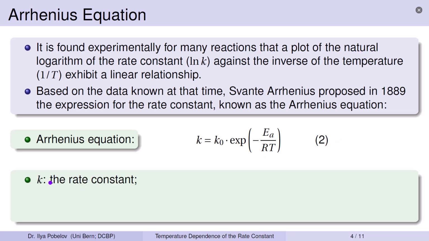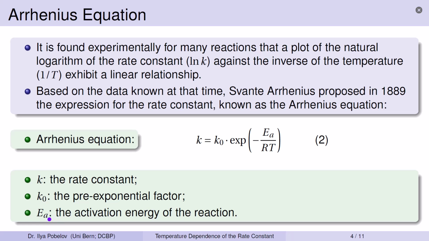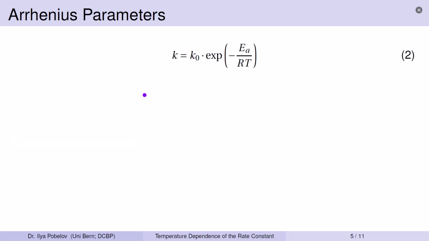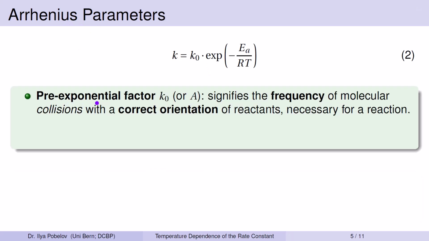Here, K is the rate constant, K0 represents the pre-exponential factor, EA is the activation energy of the reaction, R is the universal gas constant, and T is the temperature. In the Arrhenius equation, the pre-exponential factor, denoted as K0 or A, signifies the frequency of molecular collisions with a correct orientation of reactants that is necessary for a reaction.